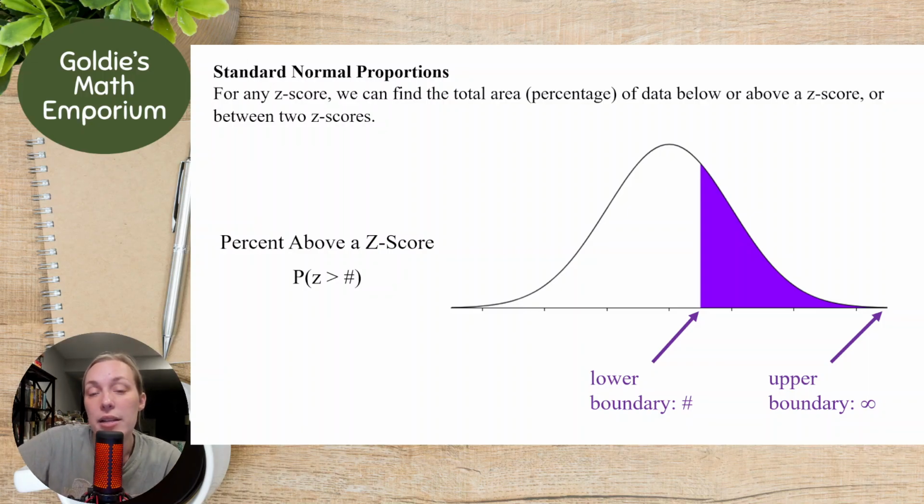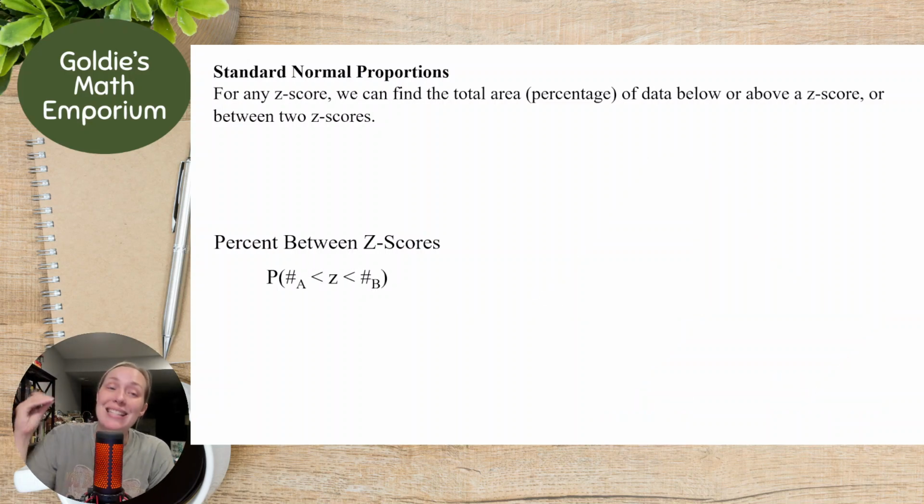All right, and then the last question would be percent between z-scores. Okay.